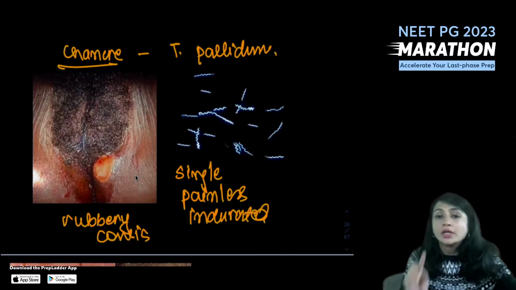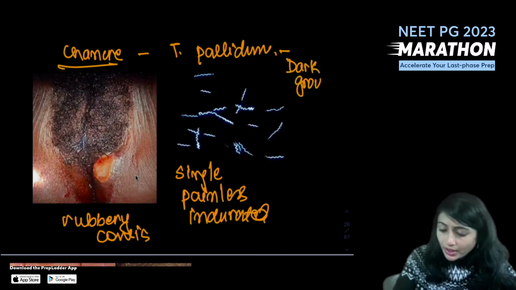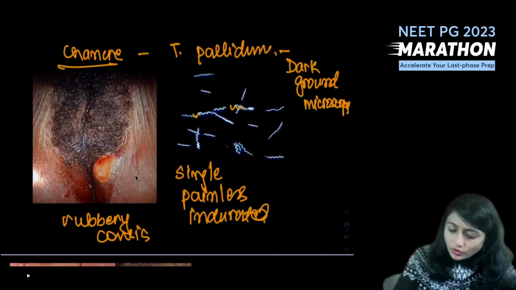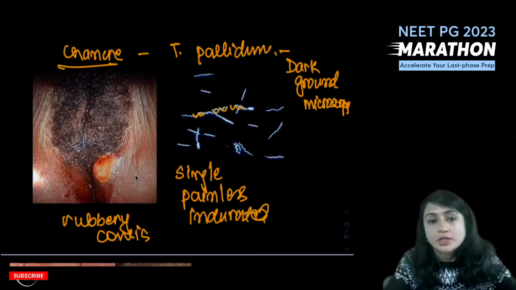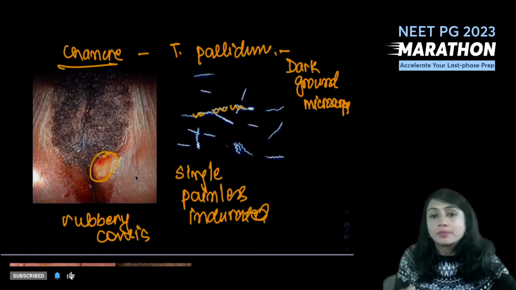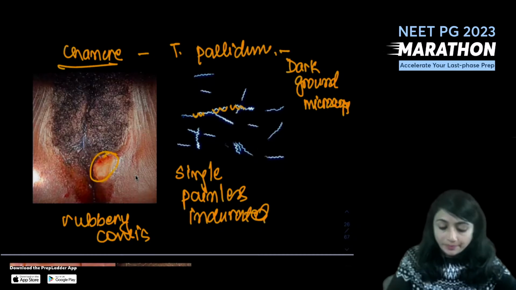What test will you do? T. pallidum, we know we do dark ground microscopy. And what do you see? You see these slender, wavy, fluorescent organisms here. So this is chancre, single, indurated, painless ulcer showing positive dark ground microscopy.